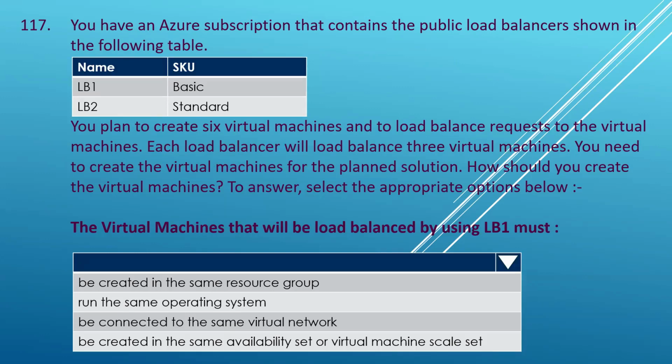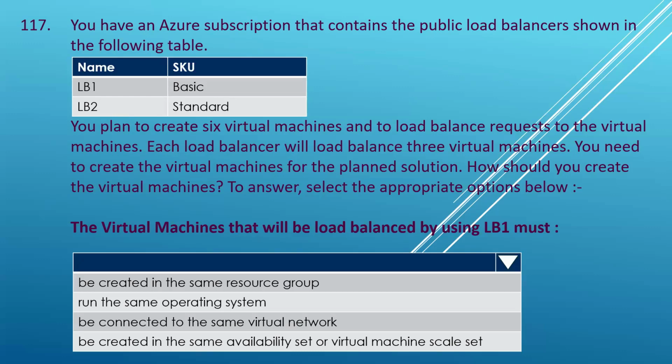You plan to create 6 virtual machines and to load balance requests to the virtual machines. Each load balancer will load balance 3 virtual machines. You need to create the virtual machines for the planned solution. How should you create the virtual machines? The virtual machines that will be load balanced by using LB1 must, and then you have 4 options. Be created in the same resource group, run the same operating system, be connected to the same virtual network, be created in the same availability set or virtual machine scale set.